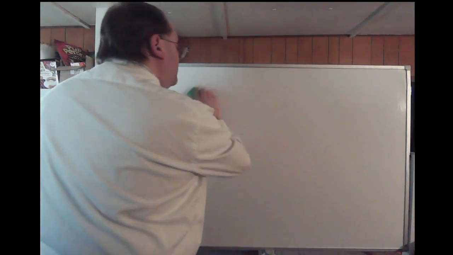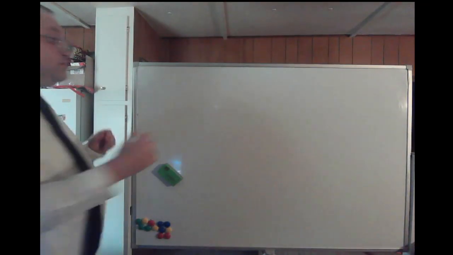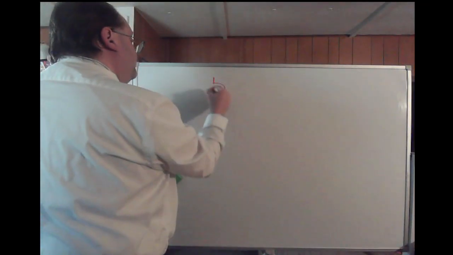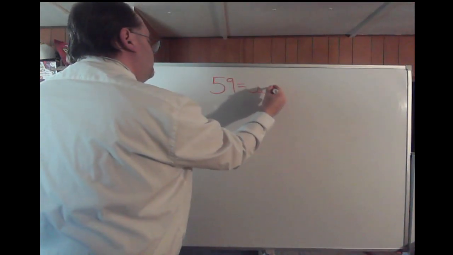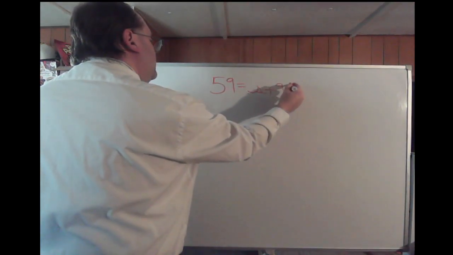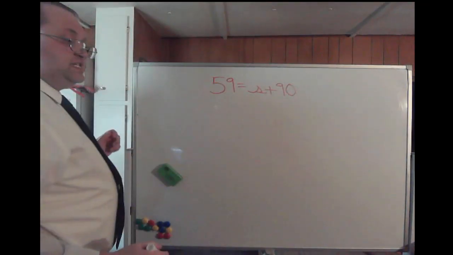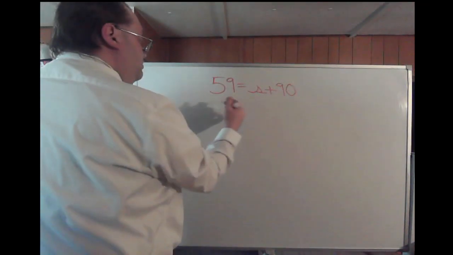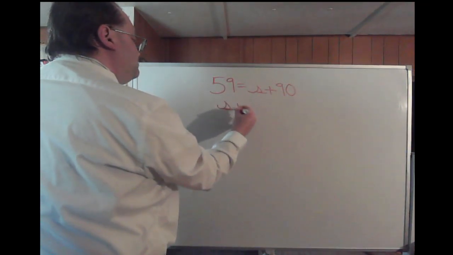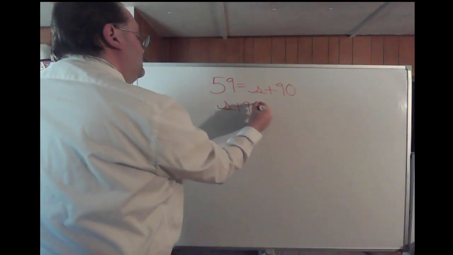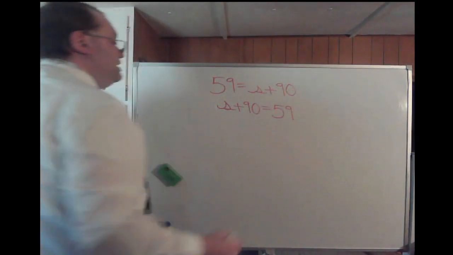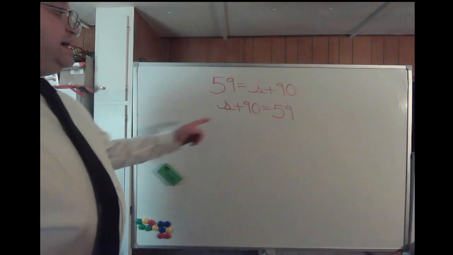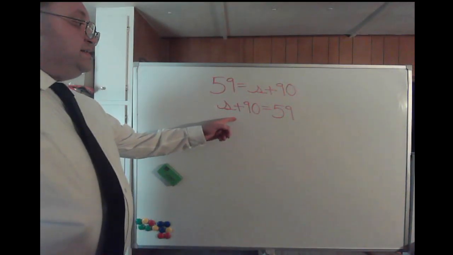Alright, I think I got one more problem here. So 59 equals s plus 90. Since these are equal, we can write it as s plus 90 equals 59. Okay? So now we got it in a way we can understand.